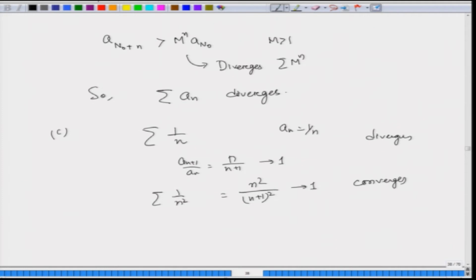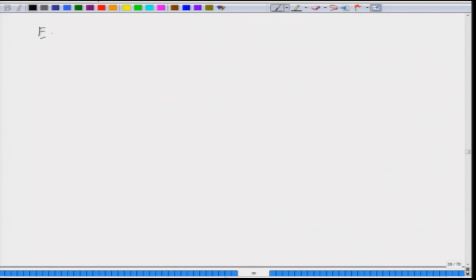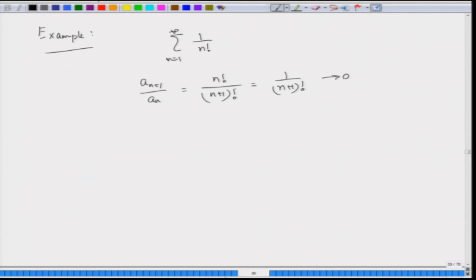So, let us take a few examples of the ratio test. Look at what we have done earlier: 1 by n factorial. Therefore, a_{n+1} by a_n is equal to n factorial by (n plus 1) factorial, which is equal to 1 by n plus 1, and this goes to 0. So, this series converges.